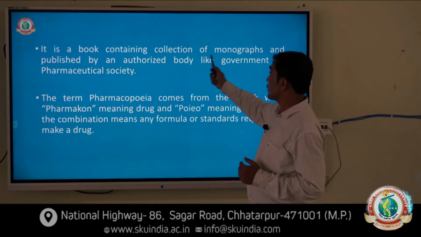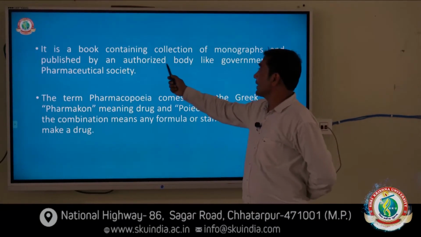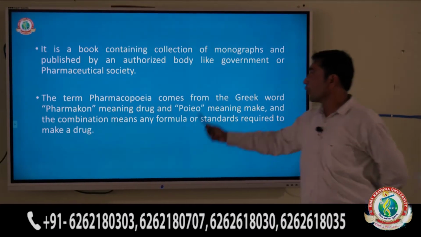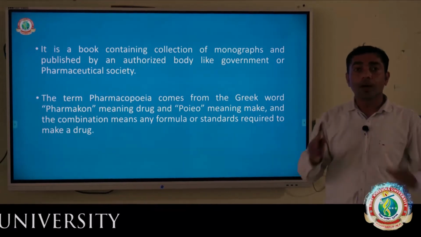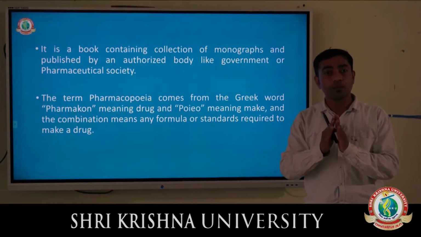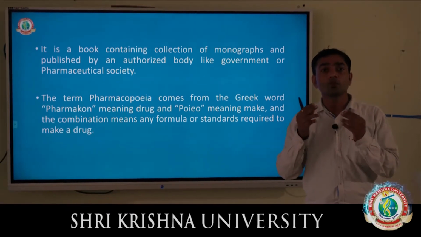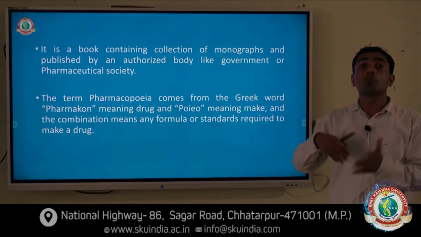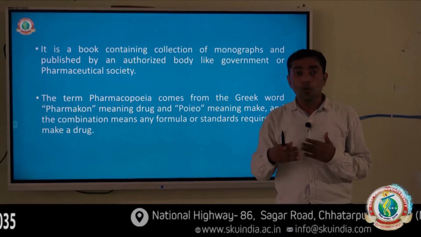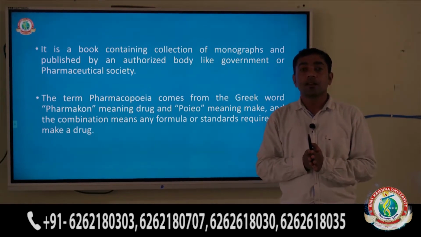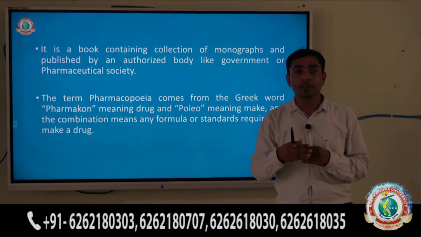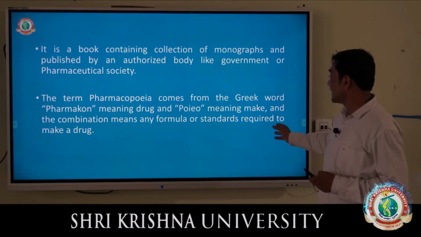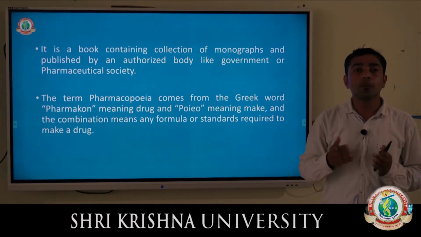So it is a book containing a collection of monographs, published by an authorized body like a government or pharmaceutical society. The term pharmacopoeia comes from the Greek word, made up of two words, pharmakon and poia. Pharmakon means drug and poia means to form. So pharmacopoeia means the formation of drug, the information about the formation of a drug. It means any formula or standards required to make a drug.